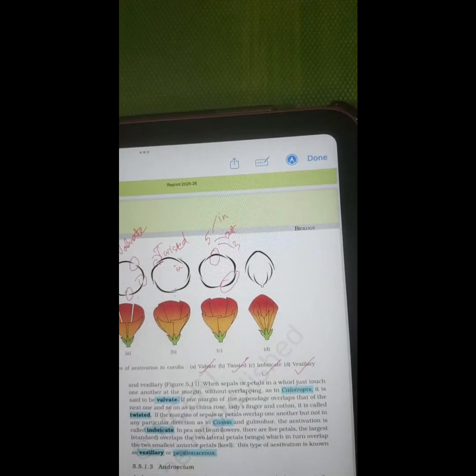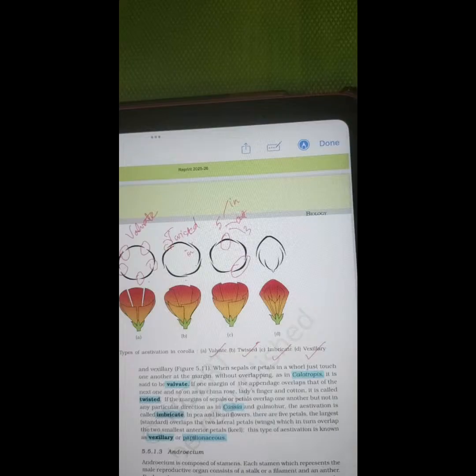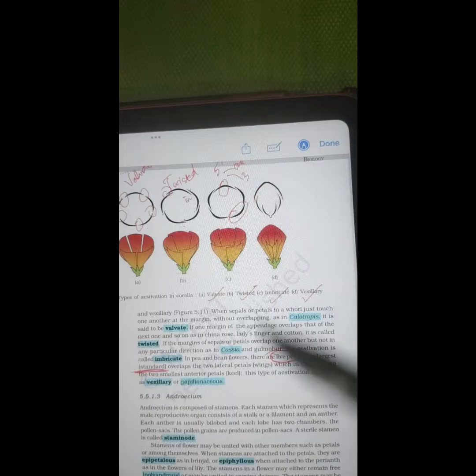Now let's come to the next one, which is vexillary. The description of the vexillary is written here. First read the description, it will be very helpful. How many petals are there? 5 petals. The largest one is known as standard. So which one is the largest? This one, right? Let me erase this so that it should be clearer to you. See here, this one is the largest, right? So this one is known as standard.